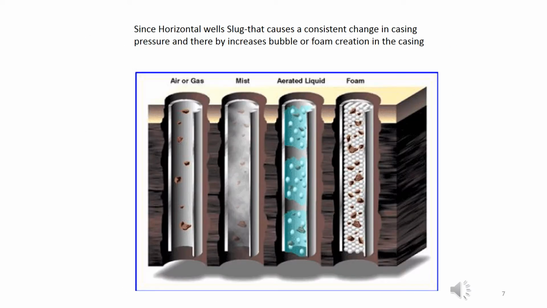And with any change in pressure, which often comes from slugs, you can now create more foaming action in the well as the bubbles expand and contract as the pressure inside the casing changes.